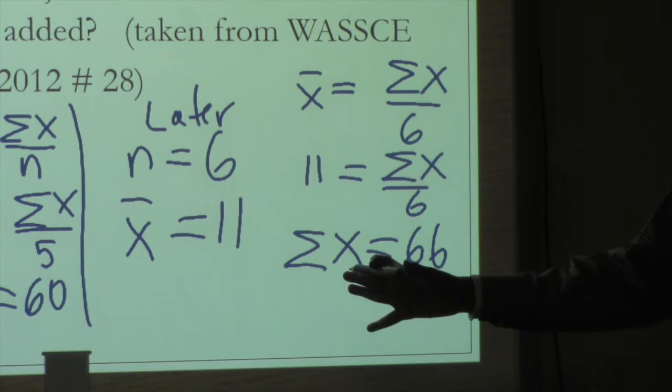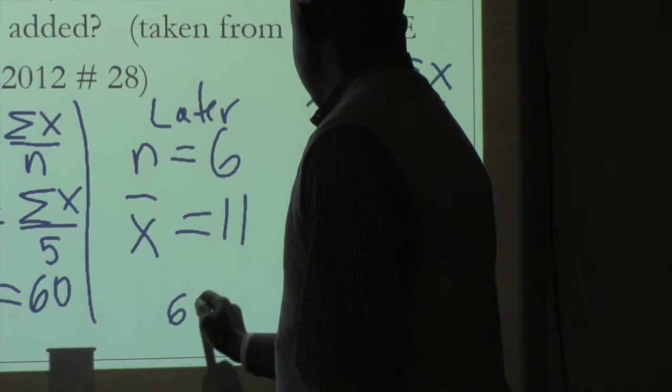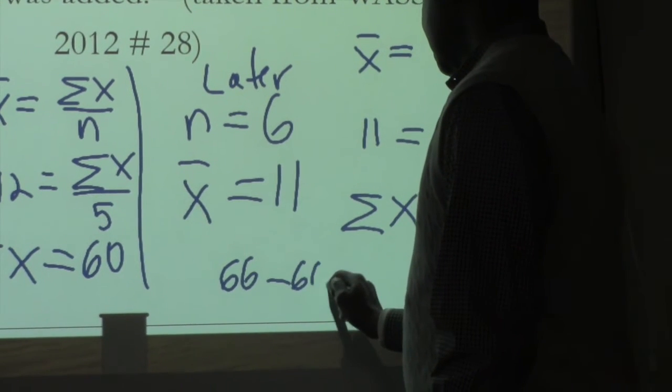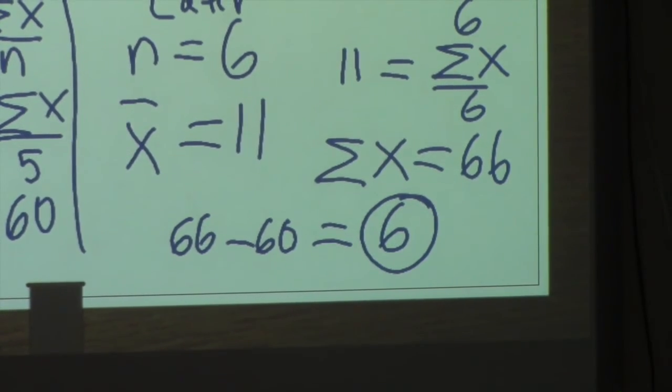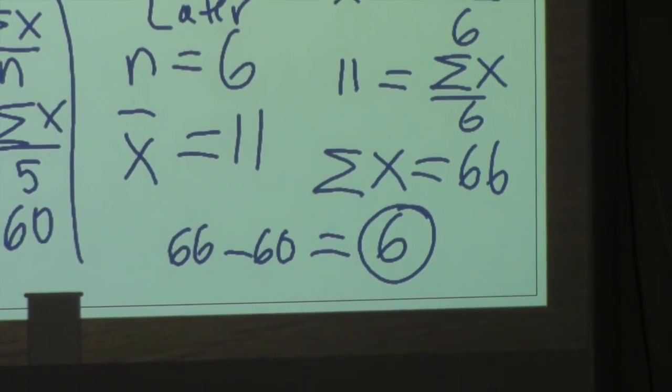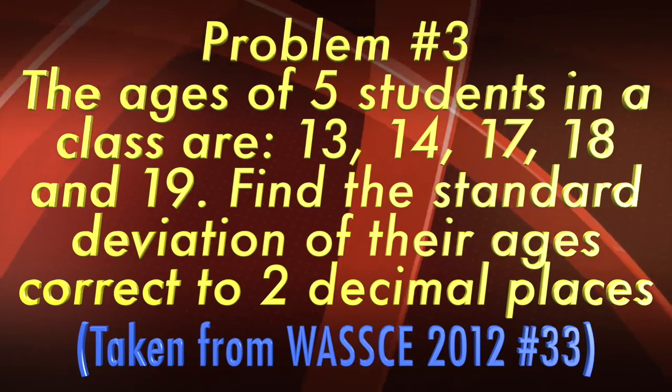We subtract these two. So the number that was added would be basically 66 minus 60, and we get 6. So the number that was added was 6.